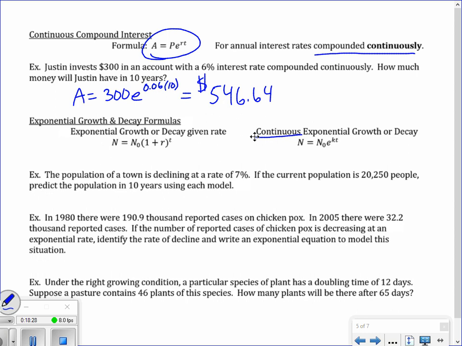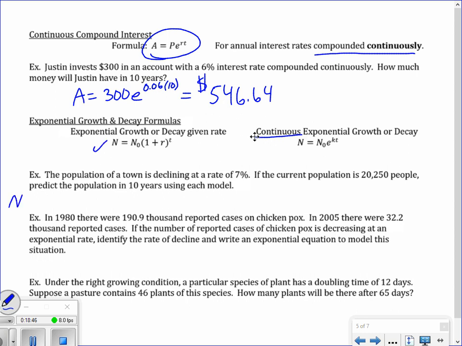All right, so this first example says the population of a town is declining at a rate of 7%, and the current population is 20,250 people. What's the population going to be in 10 years? All right, and it says using each model, so we're going to do each one. So don't write too big here. So the first model, I'm using this guy here.